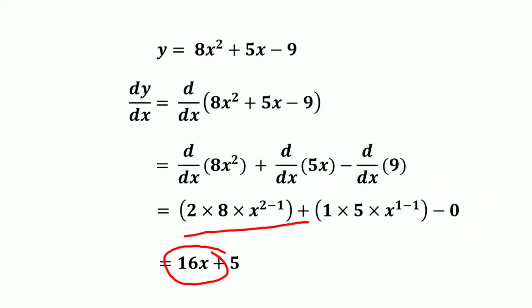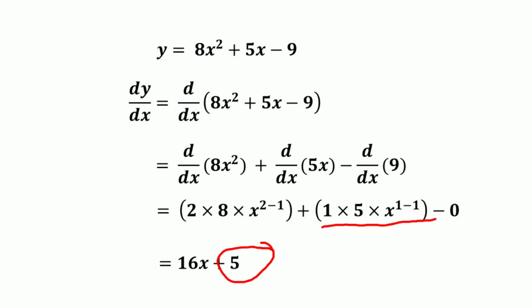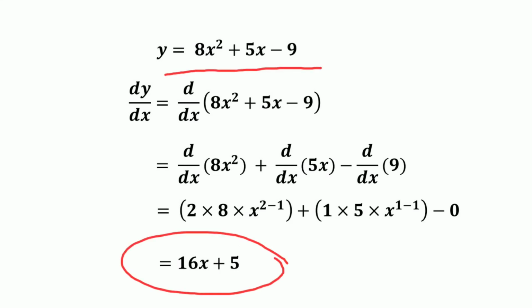So 2 into 8 into x raised to 2 minus 1 is equal to 16x, plus 1 into 5 into x raised to the power 1 minus 1, which is equal to x raised to 0, which is equal to 1. So 1 into 5 into 1 is equal to 5. So the derivative of the given function 8x square plus 5x minus 9 is equal to 16x plus 5.